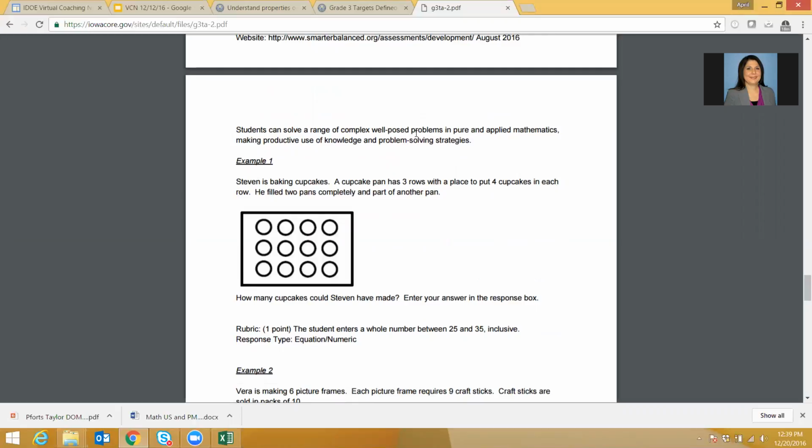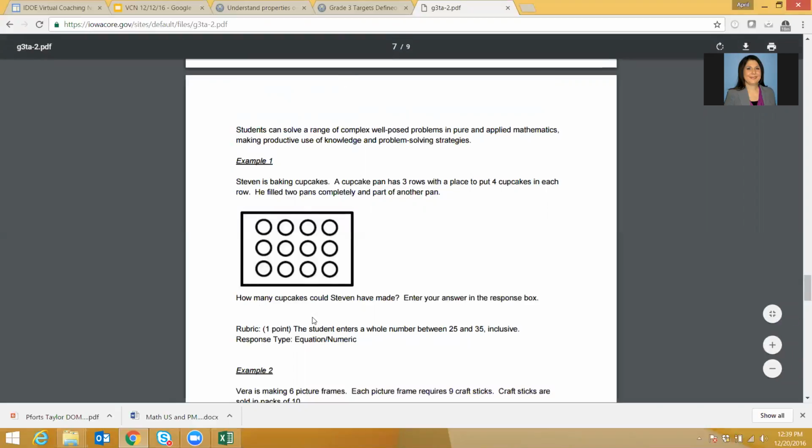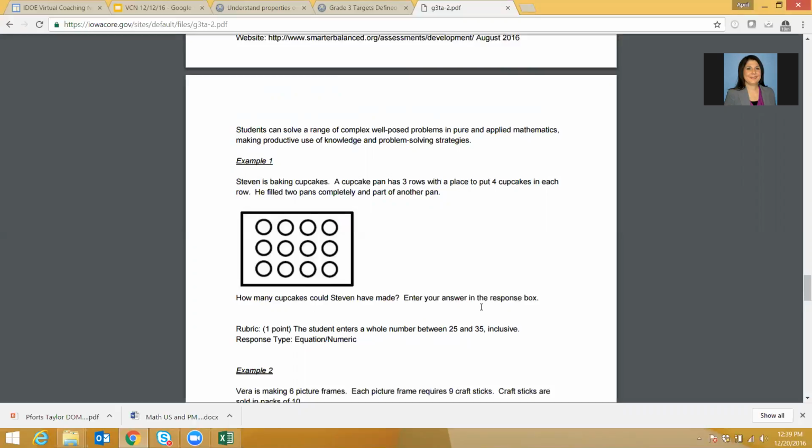So for example 1, Stephen is baking cupcakes. A cupcake pan has 3 rows with a place to put 4 cupcakes in each row. He filled 2 pans completely and part of another one. How many cupcakes could Stephen have made? Enter the number and the response type. So we can see our content standards embedded into our problem-solving process. We can see that we're using multiplication here. Rubric: the student enters a whole number between 25 and 35 inclusive.